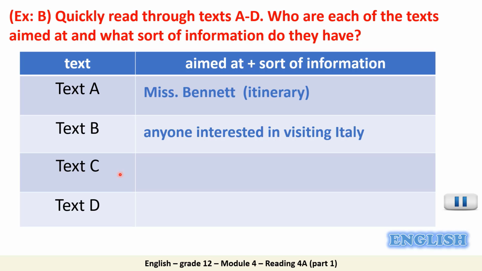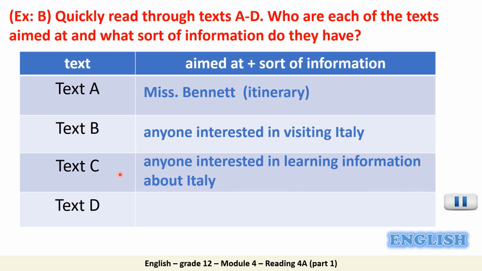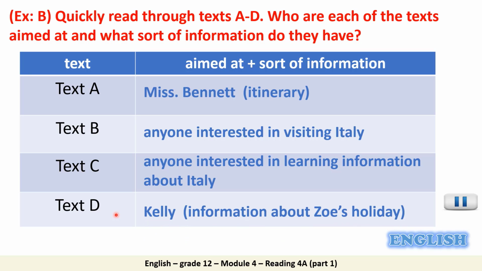Moving on to text C, the article. Who will be reading this article? Who is the target audience of the article? Yes, it is aimed at anyone who's interested in learning information about Italy. And finally, text D is an email, an informal email. And who will be reading this email? Kelly will be reading this email. And this email includes information about Zoe's holiday in Italy.